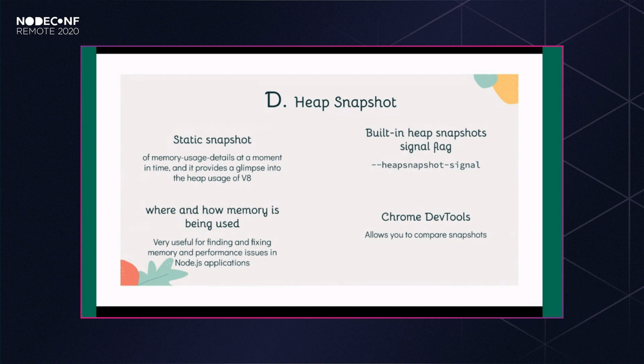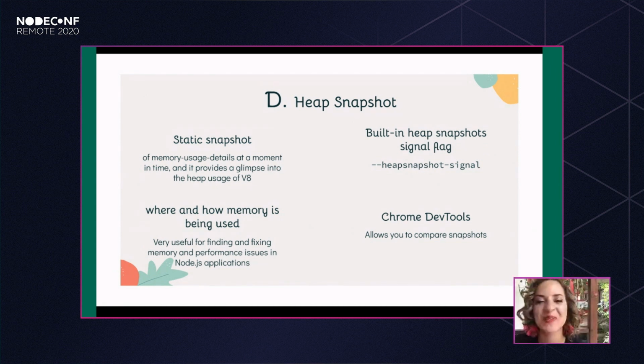So, as I was saying, a few years ago developers had to use the heapdump module to obtain heap snapshots. But right now, we have this flag, heapsnapshot-signal, so you can send as many signals as you want, and Node.js will dump the heap snapshots.